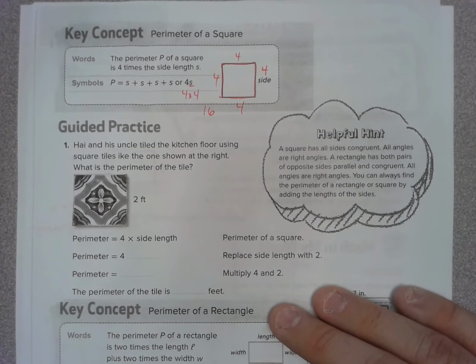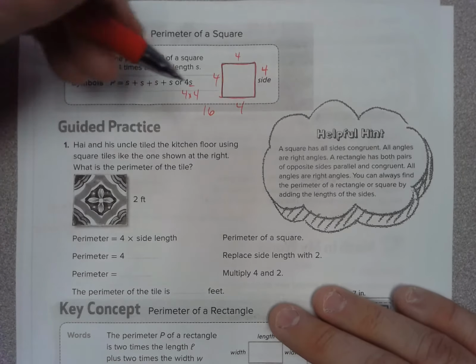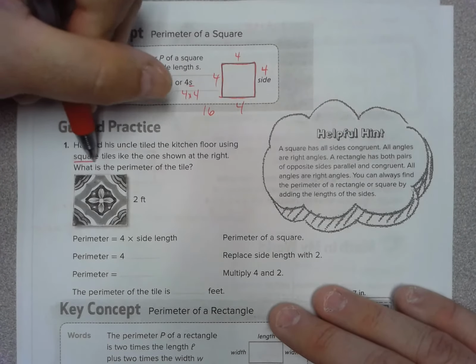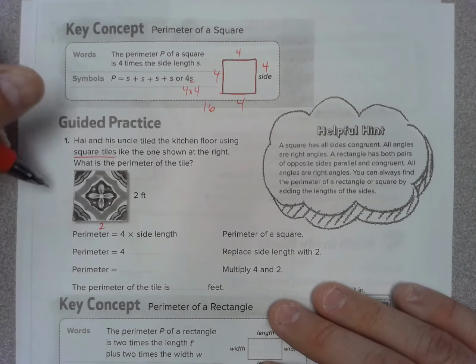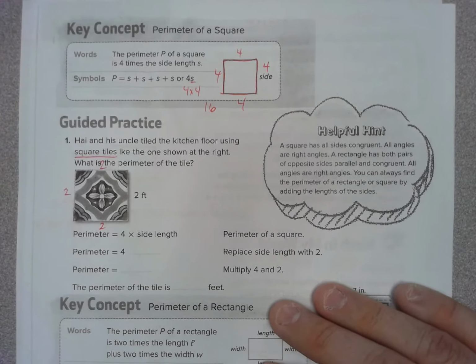Hi and his uncle tiled the kitchen floor using square tiles like the one shown at the right. What is the perimeter of the tile? So the key thing right here is he said square tiles. So you know that this equals 2, so then this is going to equal 2, that's going to equal 2, and that's going to equal 2.